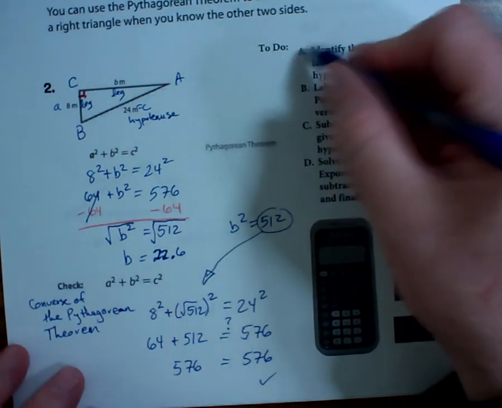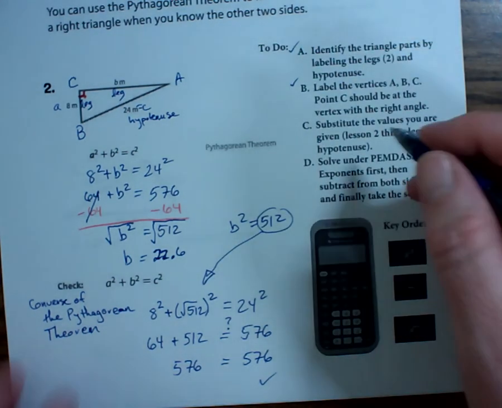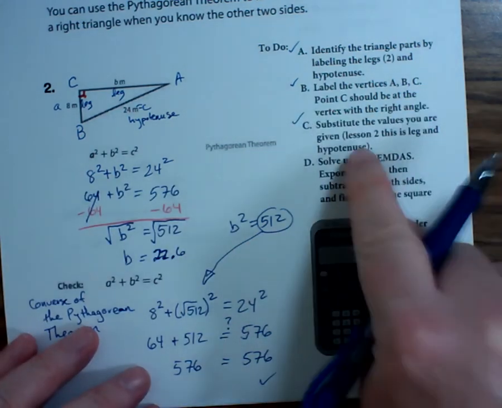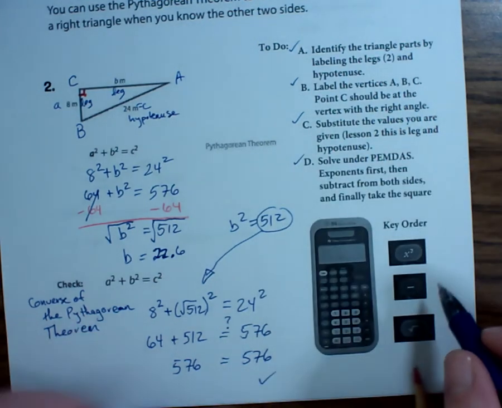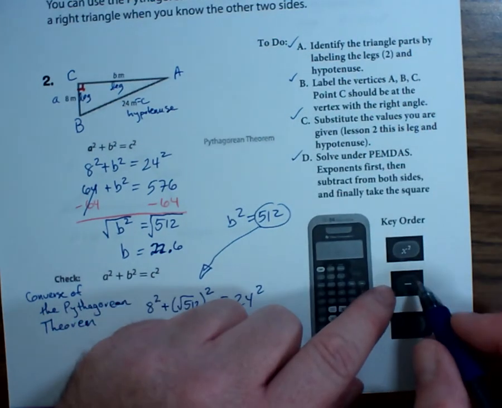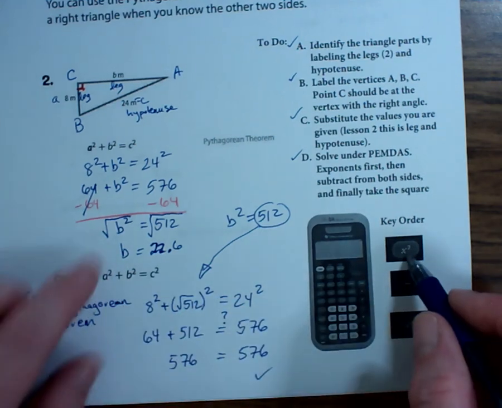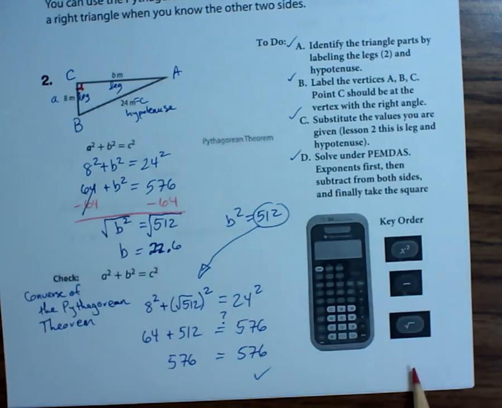So we still are identifying the parts, labeling vertices, substituting the values. Now it says in lesson 2 that's a leg and a hypotenuse, and then we still solved it under PEMDAS. Except I took out the plus and entered a minus, subtracting, because you're using x squared, you're subtracting, and then you're taking the square root. Okay, go ahead and capture that if you need it.